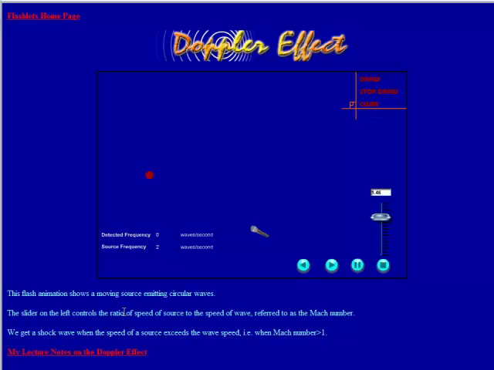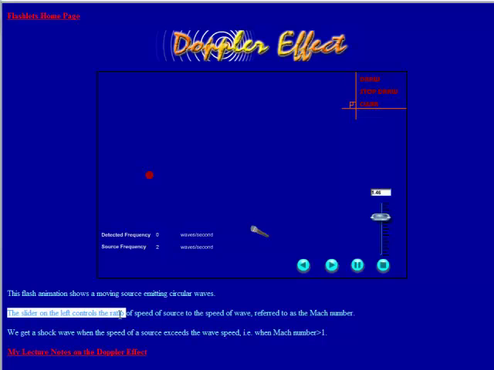There's an applet for the Doppler effect. This flash animation shows a moving source emitting circular waves. It gives a source frequency of 2. Let's assume that it is 2 hertz. All these numbers are actually dimensionless, but let's just say that that one is 2 hertz.